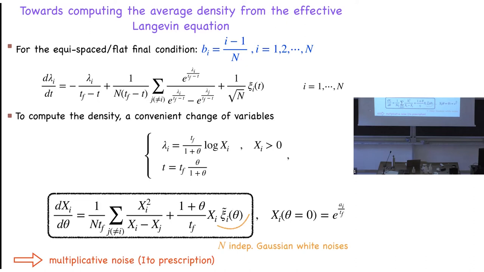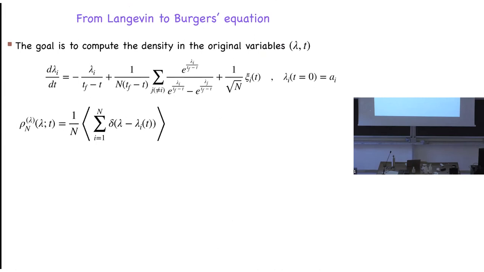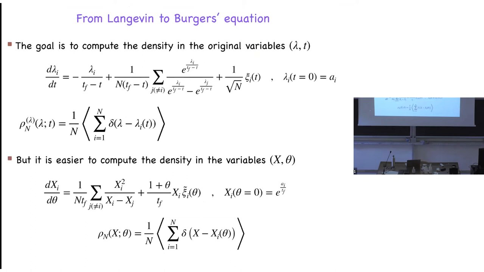So how do we make progress there? Well, we want to get the density. Ideally, we would like to have it in terms of the variable lambdas, but as I said, it's better to get it in terms of the xi's. So I want to get this. I'm using this physicist notation for the density. And once I know this rho n of x, I can simply relate it to rho lambda via this a bit cumbersome relation, but fully explicit. So what I want to get, at the end of the day, is this quantity.